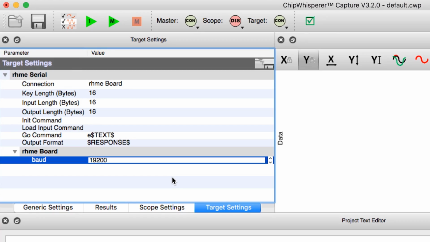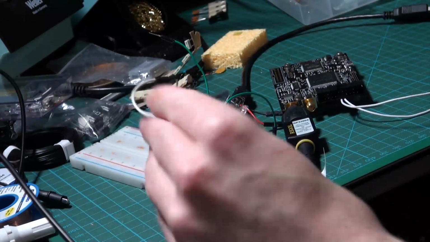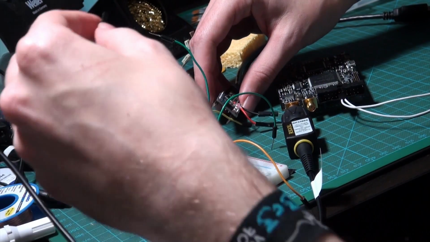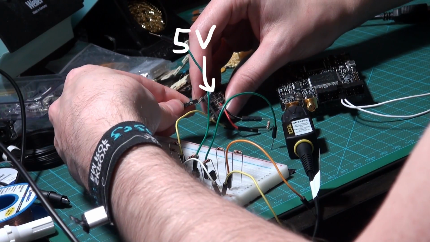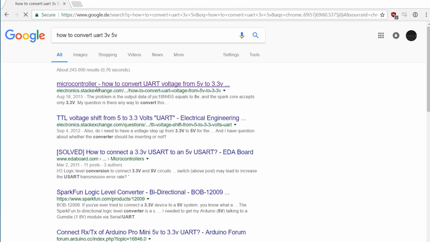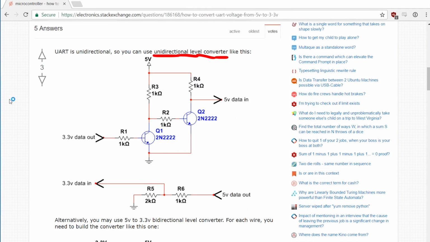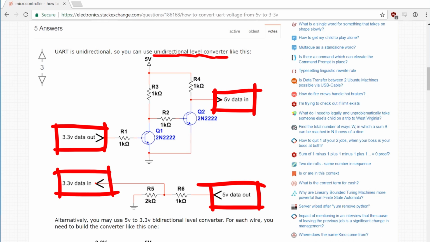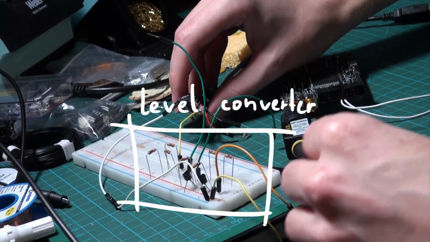But before the ChipWhisperer could communicate via serial with the board, I had to solve the issue of different voltage levels. The Arduino Nano board runs with 5 volt, while the ChipWhisperer uses 3 volt. So I had to build a unidirectional level converter to convert the 3 volt signal to 5 volt and the 5 volt signal to 3 volt. But that worked surprisingly quickly.